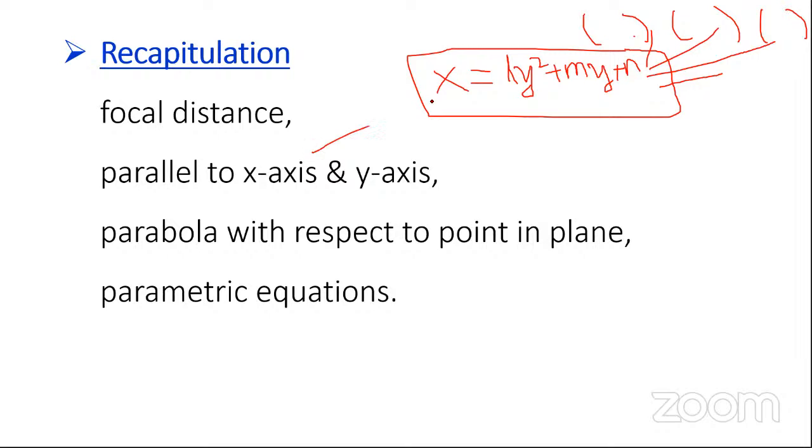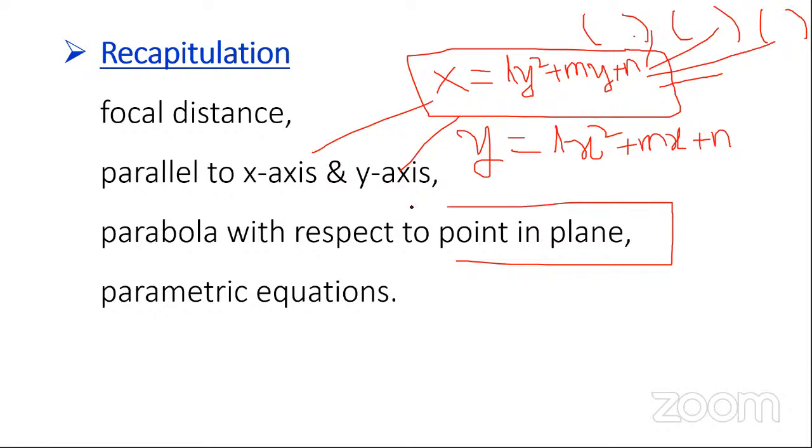After solving the 3 equations, we'll get the L, M, N values and substitute them in the required equation. So this is for the x-axis. Similarly, for the y-axis, y = lx² + mx + n. The same process, but here x and y are replaced. Next, the parabola with respect to a point and a line.